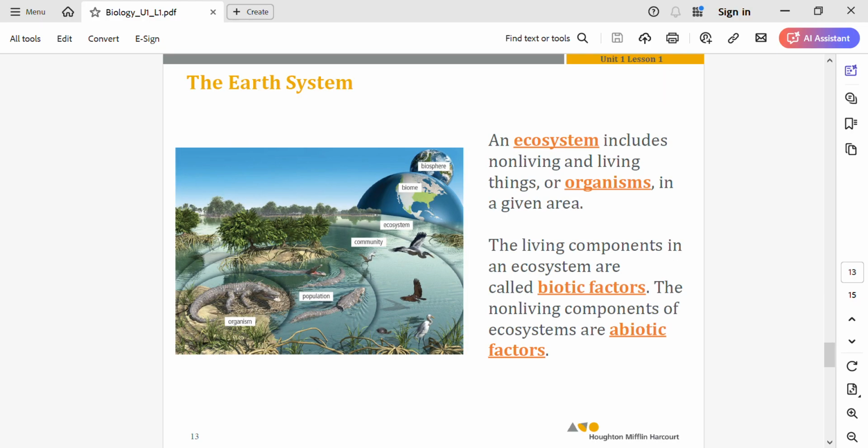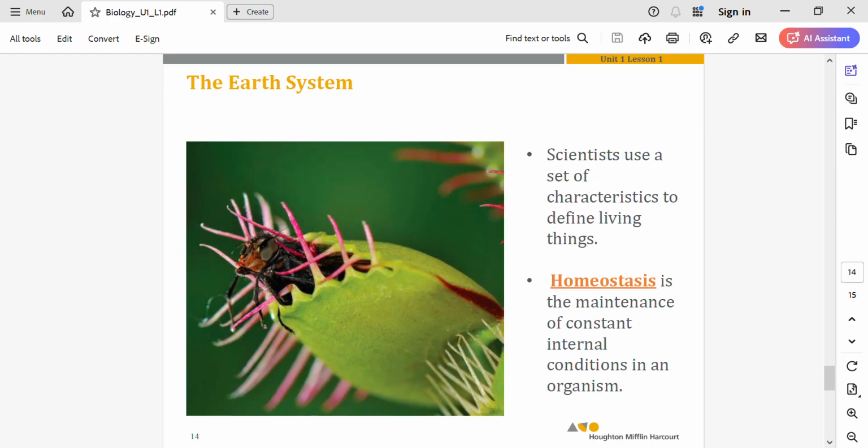The picture shows the organization of an ecosystem. The ecosystem consists of different organisms. The living parts of this ecosystem are called biotic factors, while the non-living are called abiotic factors. Homeostasis is to maintain constant internal conditions.